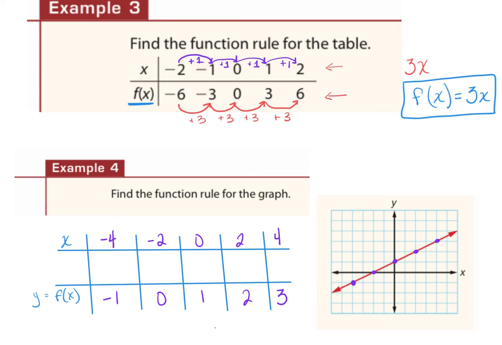All right, so let's look at this and see how it changes. So how do I go from -4 to -2 to 0 to 2 to 4? What am I doing to all of those? I am adding 2, right? All the way across, I'm adding 2. How then does this change? What am I doing here?